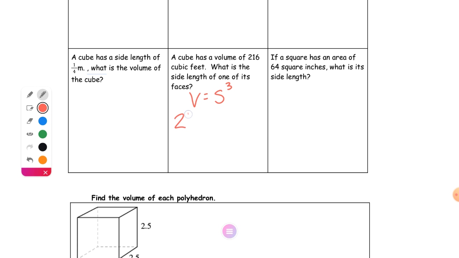That the volume is 216. And I just know that that is equal to the side length cubed. So if I was using guess and check, I would have to figure out what number times itself 3 times equals 216. If I'm solving an equation, I have to use inverse operations to get the s all by itself.